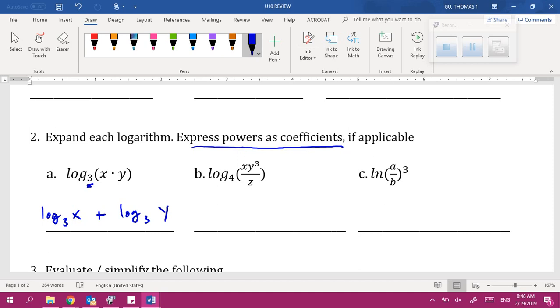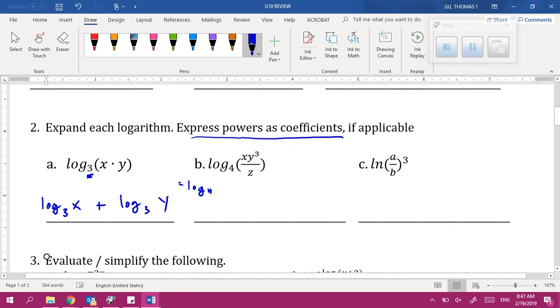That's A. So B, a little more complicated, log base 4 of x times y to the third over z. So first you want to split it up into these separate terms, okay? Remember, everything on top of the fraction, that's being added. So we have first, we got log base 4 of x plus log base 4 of y cubed.